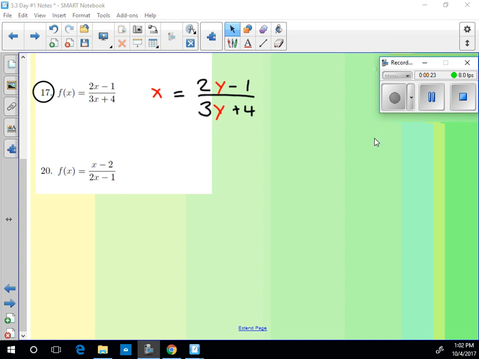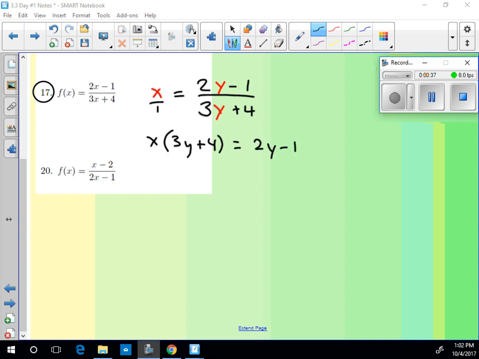Now, how in the heck would I go ahead and simplify or isolate y? Well, the first thing I have to do is cross multiply. I cross multiply. I get x times this thing equals 1 times this thing. Okay, so I'm going to distribute. I get 3xy plus 4x equals 2y minus 1. No change on that side.